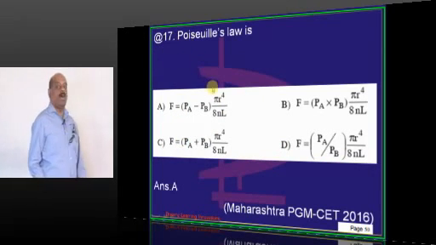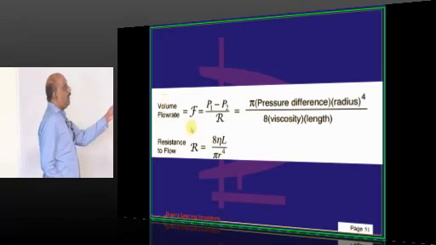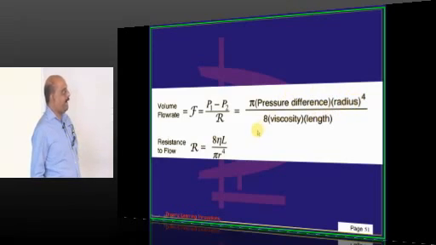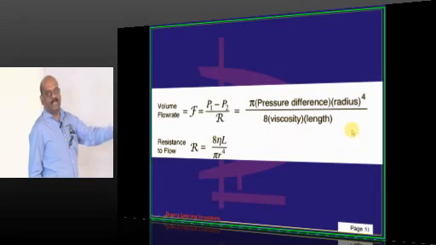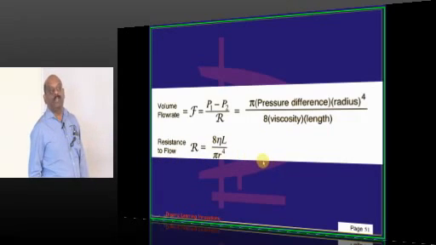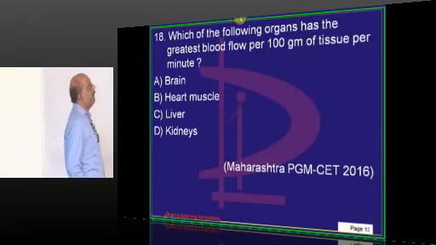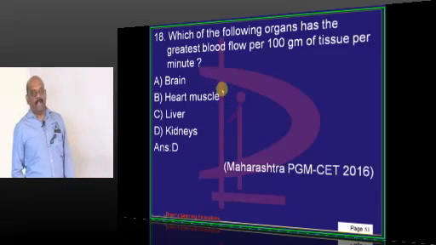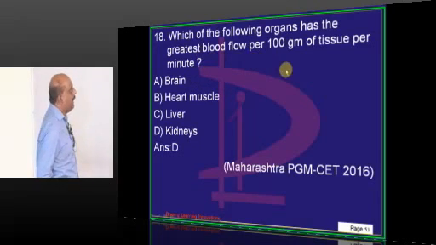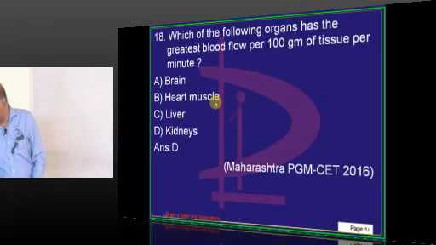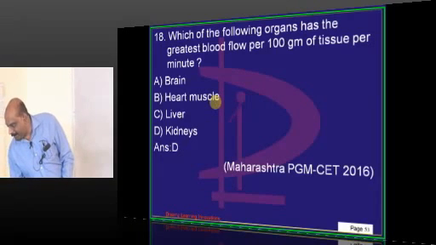So what is Poiseuille's law? The volume flow rate is directly proportional to the pressure difference and the 4th power of the radius, and inversely proportional to the viscosity and the length of the tube, and resistance to flow is inversely proportional to the 4th power of the radius. This is basically called Poiseuille's law, which needs to be remembered. Now if you take the kidney, it has the greatest amount of blood flow for every 100 gram of tissue per minute, and that is how the kidney acts like a wonderful filter, which needs to be remembered.